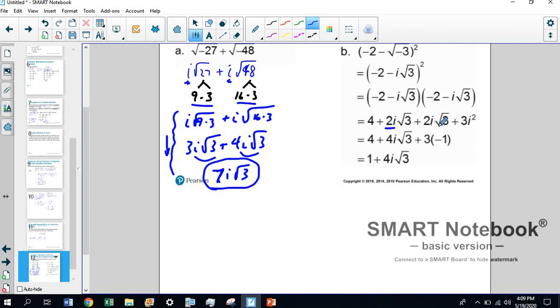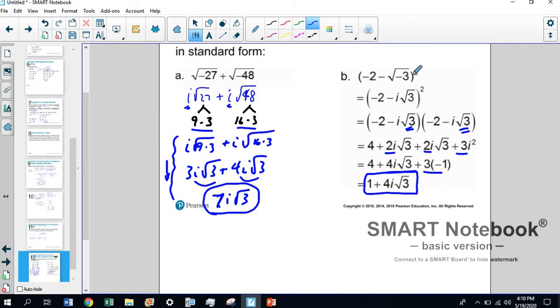You get a plus 2i square root of 3 and another 2i square root of 3, then a plus 3i squared. Remember, square root of 3 times itself is 3. i times i is i squared. And so you get 4, you get 4i square root of 3, and then you get 3 times negative 1 from here. And that's negative 3, 4 minus 3 is 1. And so you get this as your final answer for squaring negative 2 minus the square root of negative 3. But again, the first step, that's the key. All this stuff right here, that's just basic algebra with the i squared.